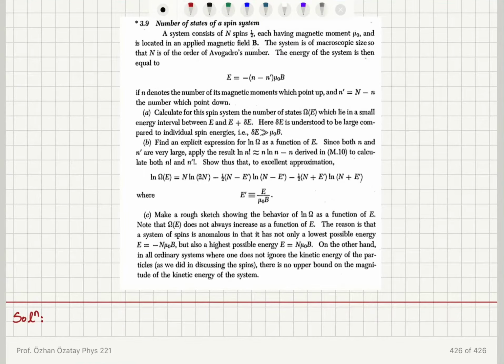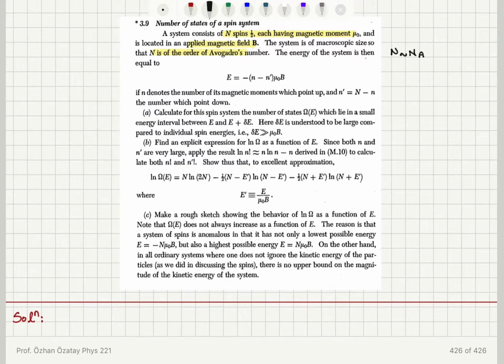Number of states in a spin system. A system consists of capital N spins 1/2, each having magnetic moment mu0 and is located in an applied magnetic field B. The system is of macroscopic size so that N is of the order of Avogadro's number.